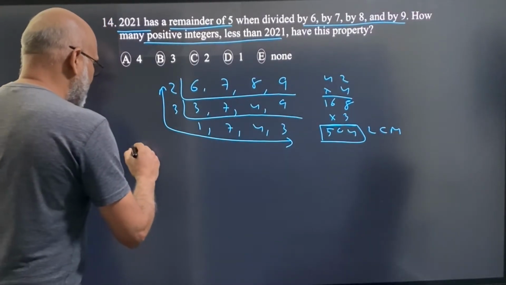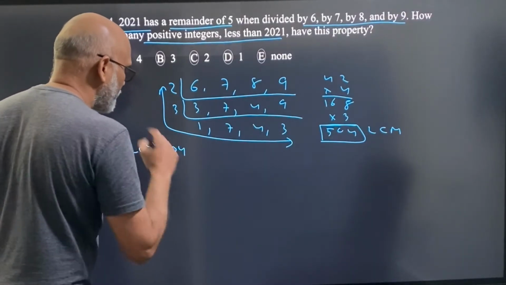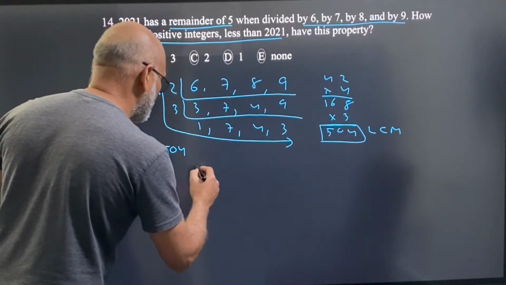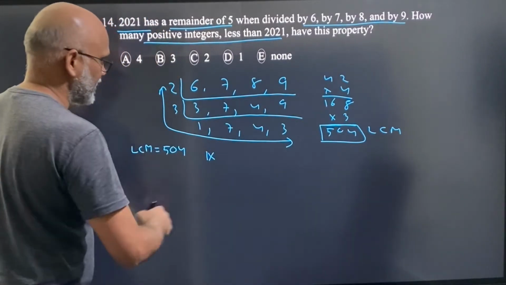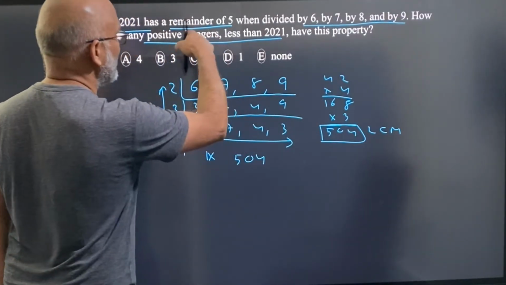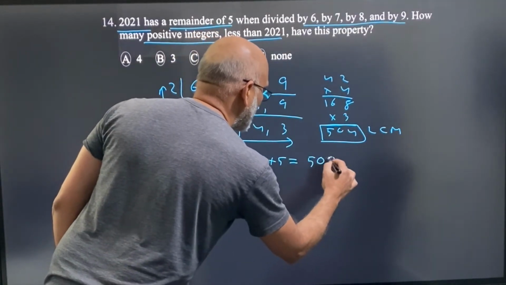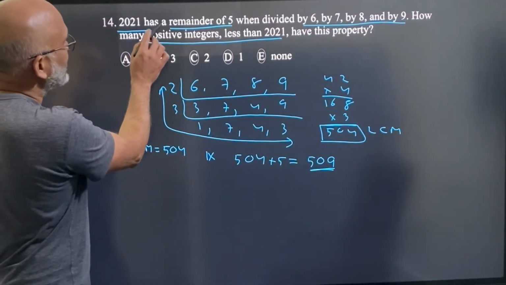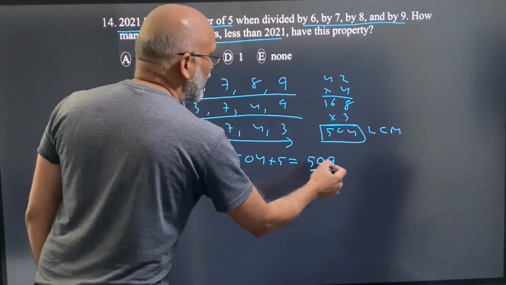Now, okay, so the LCM is 504, and I need to take multiples of that, right? So let me do it like this. Let me take the first multiple. The first multiple of the LCM is 504. Then I need to add 5, because I need a remainder of 5. It will be 509. So this will be a number that satisfies this property. 509 has a remainder of 5 when divided by 6, 7, 8, 9. I know that because that's how I found that number.